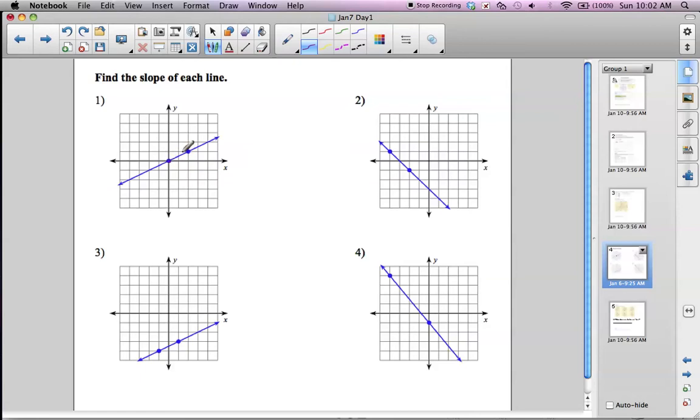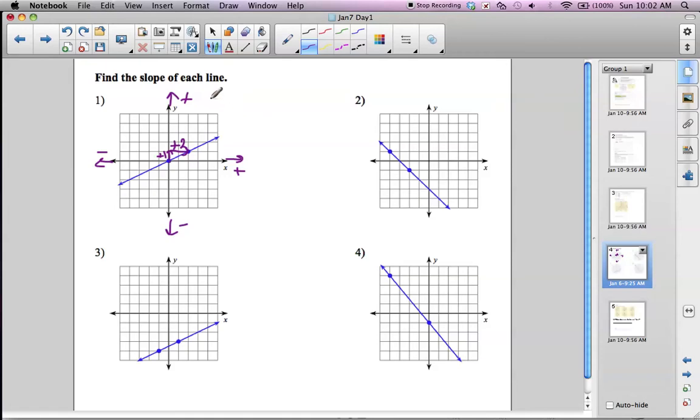To get from one point to another point on the line, you have to go up 1 and then right 1, or right 2 rather. So that's a positive 1 and a positive 2. If you go up, that's positive. If you go down, that's negative direction. If you go right, that's positive. If you go left, that's negative. In this case we went up 1, right 2 to get to another point.